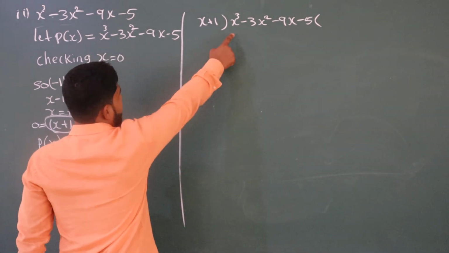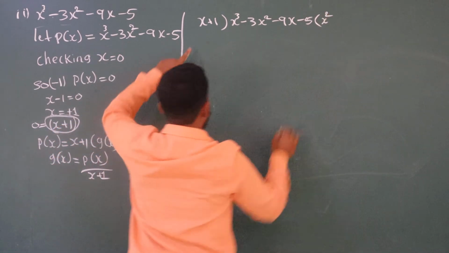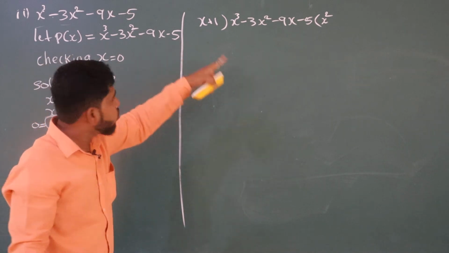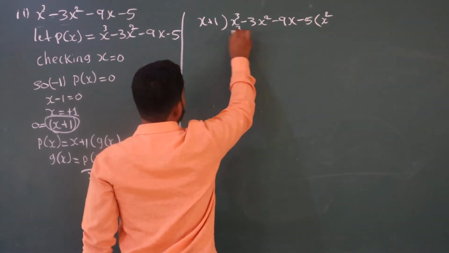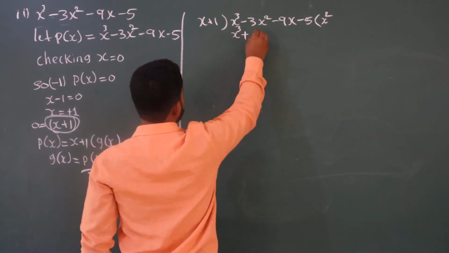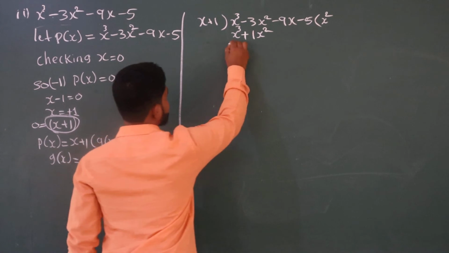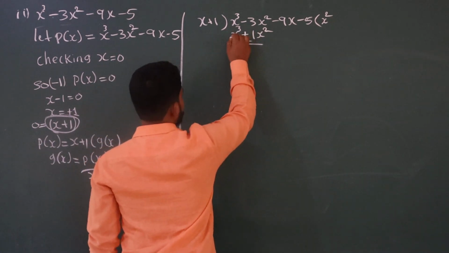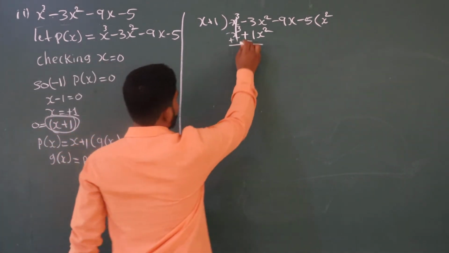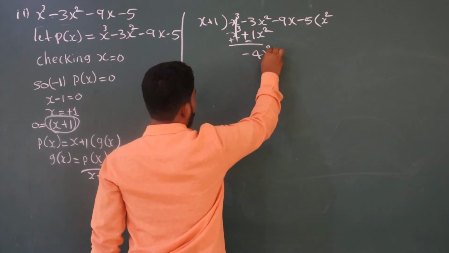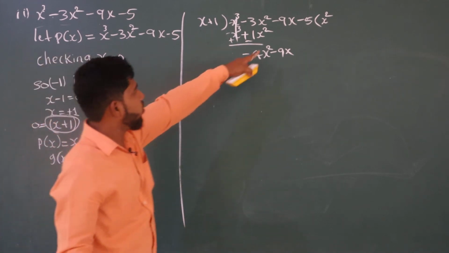Now here x cube divided by x gives x square. Multiplying the divisor by x square gives x cube plus x square. The signs change, so x cube cancels, and you get minus 4x square and minus 9x.